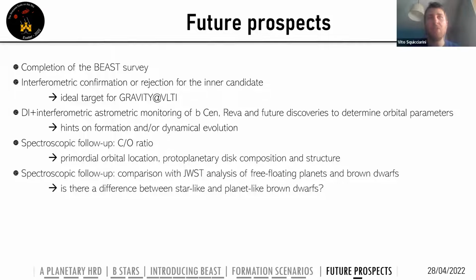And then it is important also to have a spectral coverage of these objects, because measuring, for instance, the C/O ratio can give us a glimpse of the primordial orbital location. Also, a comparison with the observations that James Webb will perform of free-floating brown dwarfs and planets will tell us if there's a difference between these objects and field brown dwarfs.